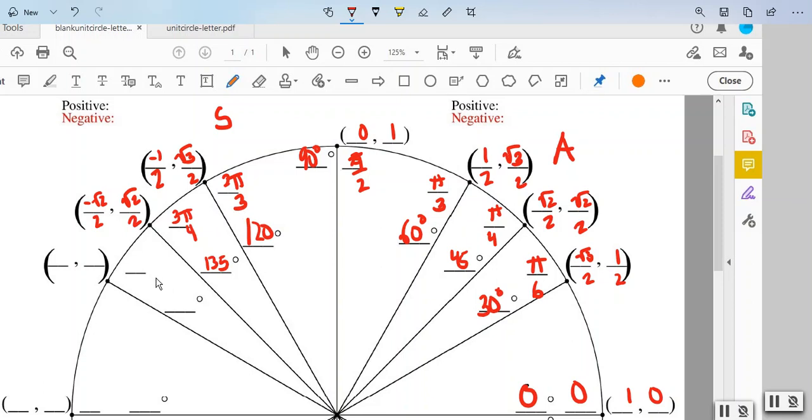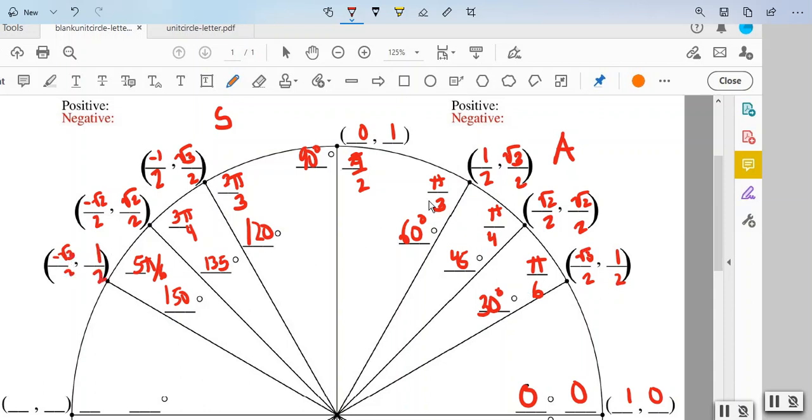Now the next one is going to be 150. So the reference is going to be 30. So 150 divided by 30 is 5. So 5 pi over 6. So you have 5 pi over 6. And basically that's the same exact numbers. It's root 3 over 2, but negative root 3 over 2. And then you have 1/2.